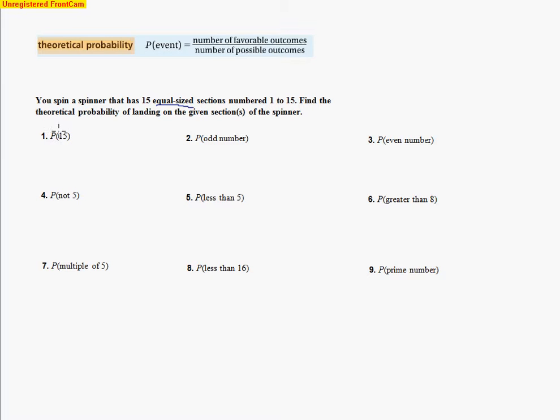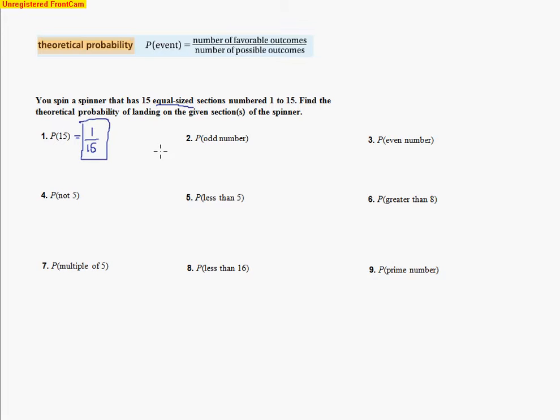So here's the event. We want to land on 15, which means the slice that is numbered 15. Well, there's only going to be one 15 out of 15 sections, and so that would be our probability. The number of favorable outcomes, well, to get a 15, there's only one way, so that's why it's 1 over the total number of outcomes, which is 15.